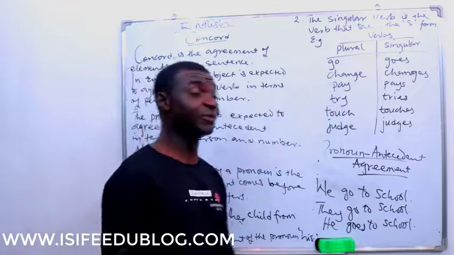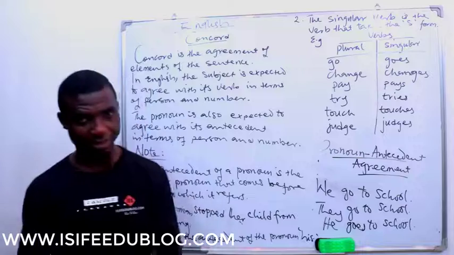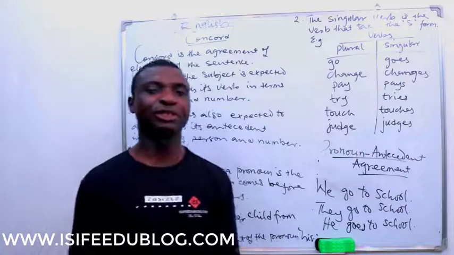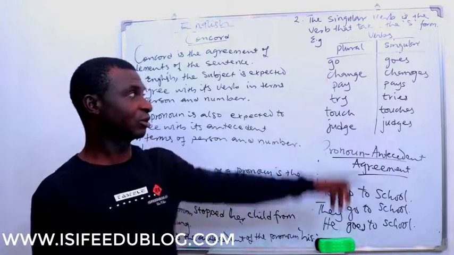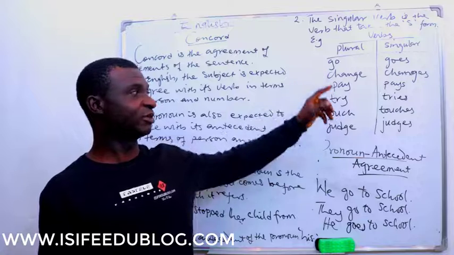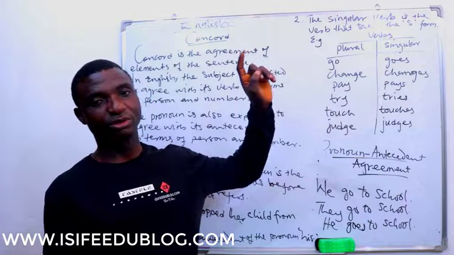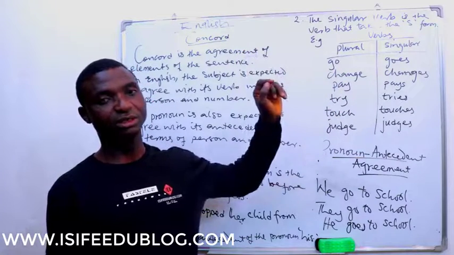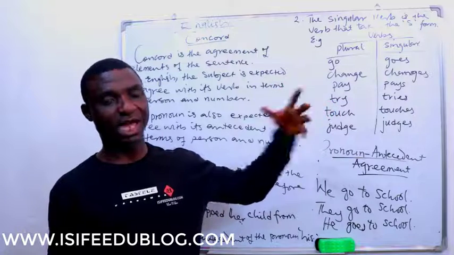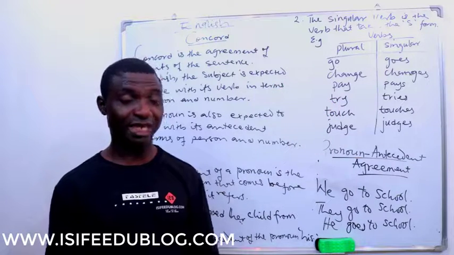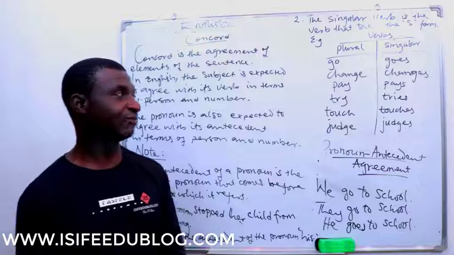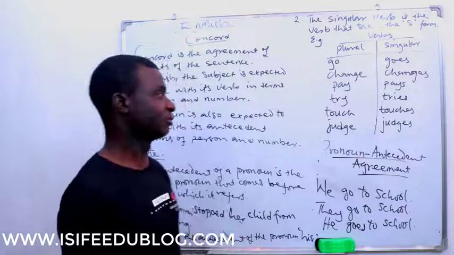The plural form of the verb is actually the base form. The mother of the verb is the plural verb. Go is the base form of the verb goes, going, went, and gone. That base form, the infinitive form, is the plural form.